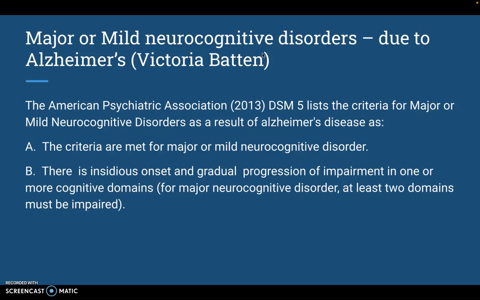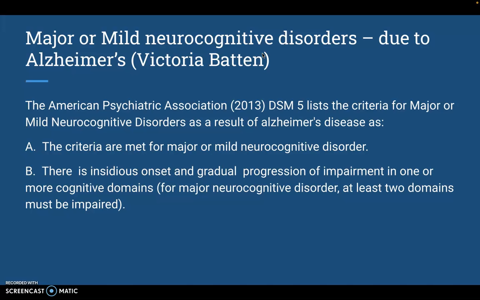Going to go over major or mild neurocognitive disorders due to Alzheimer's disease. So the first thing that I wanted to do is go over the APA DSM-5 criteria for major or mild neurocognitive disorders as a result of Alzheimer's disease.